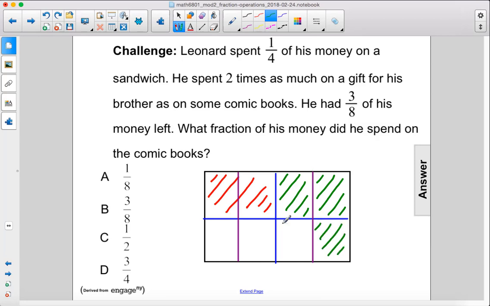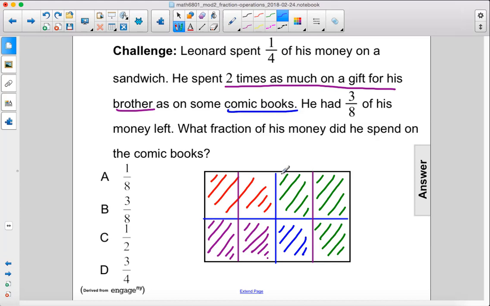So that means we can now look at this part. He spent 2 times as much on a gift for his brother as on some comic books. Well, we have 3 boxes left, so we can assume that he spent 2 times as much on a gift for his brother. So let's say that was 2 of the squares, which leaves 1 square left for the comic books. So he spent 1/8 of his money on comic books.